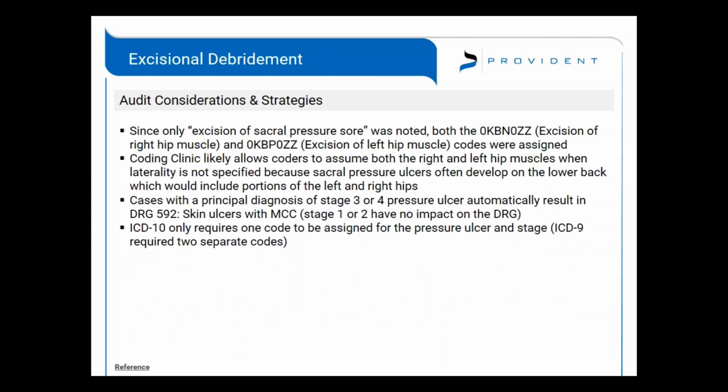What's also interesting is if the patient has a principal diagnosis of a stage 3 or 4 pressure ulcer, this, just like septic shock, will automatically put you in a DRG with an MCC. So any patient presenting for a stage 3 or 4 pressure ulcer automatically goes to the DRG with MCC. However, stage 1 and 2 doesn't impact the DRG.